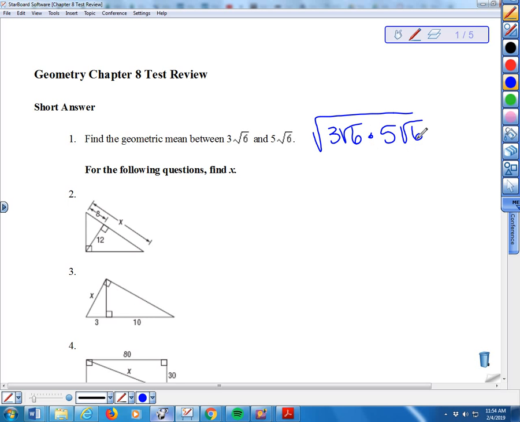What's the square root of 6 times itself? 6. 3 times 5, 15. 15 times 6, 90. So we're looking for the square root of 90, which is 3 square roots of 10. Right? Square root of 9 times the square root of 10 is 3 square roots of 10. Make sure if it's a radical that can be simplified that you know how to simplify them, because you'll want to put the most simplified radical as your answer. Okay?